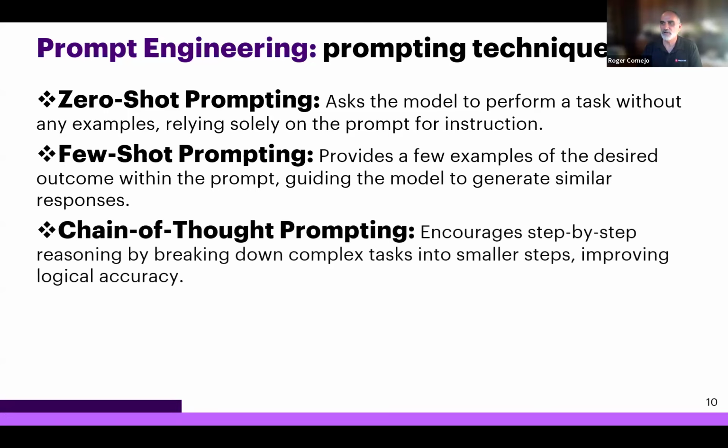The chain of thought process, or chain of thought prompting. That's really asking the model to break down a solution for complex tasks into smaller steps. People use this a lot for mathematical answers, because large language models are dealing with text, not really dealing with numbers.